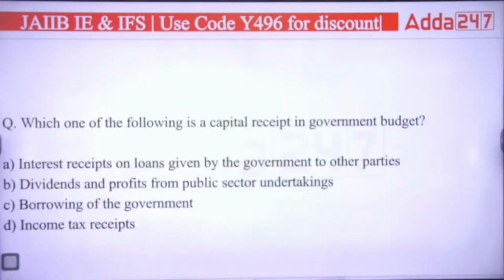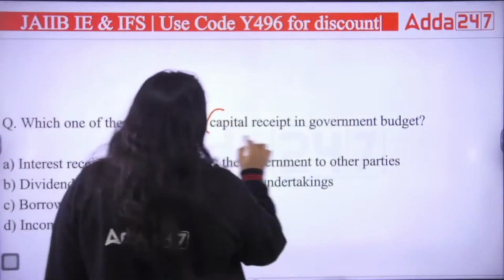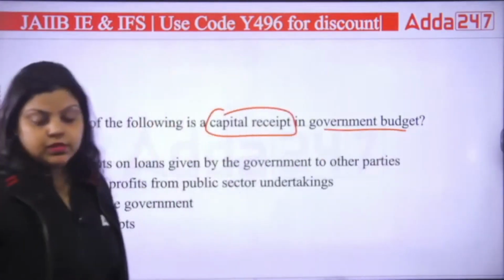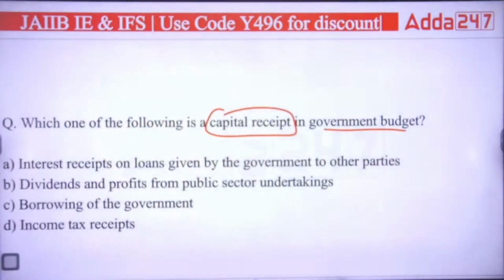Okay. Next question. Which one of the following is the capital receipts in government budget? Which of the following is a capital receipts? First is saying interest receipts on loan given by the government to other parties. Second, dividend and profit from public sector undertaking. Third is saying borrowing of the government. Fourth is saying income tax receipts. So out of these, which of the following is a part of capital receipts in government budget?